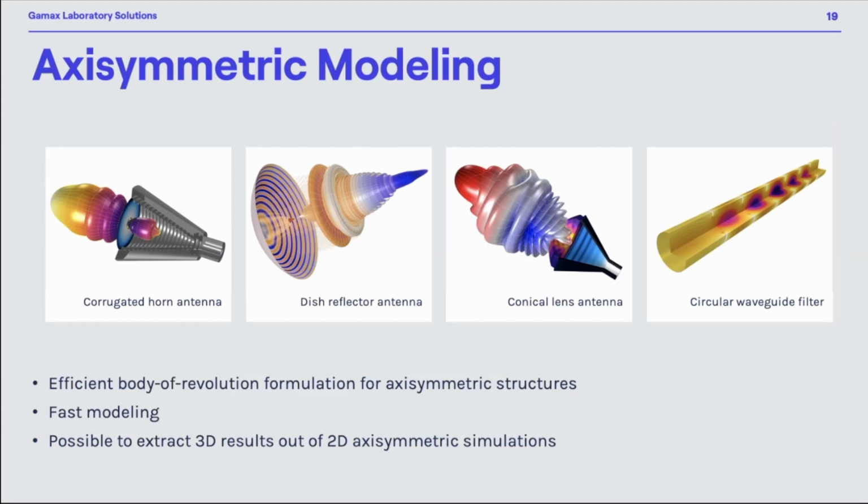Axisymmetric modeling: sometimes that's the easiest case, and it's a really efficient way of modeling. There's an automatic mesh generation, so it takes into account whether you have a perfectly matched layer or some highly conductive layer. The software will automatically adjust the meshing algorithm based on your boundary conditions.